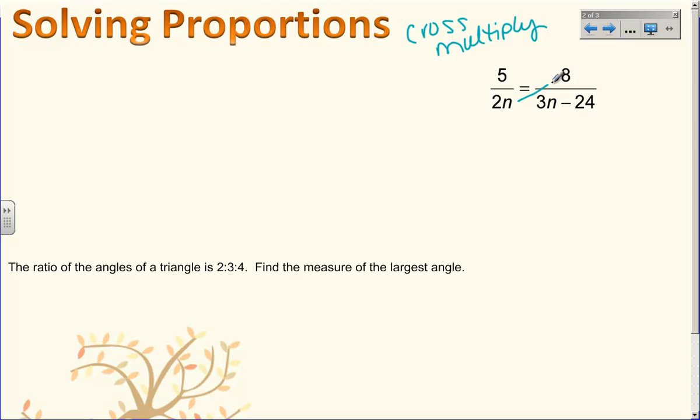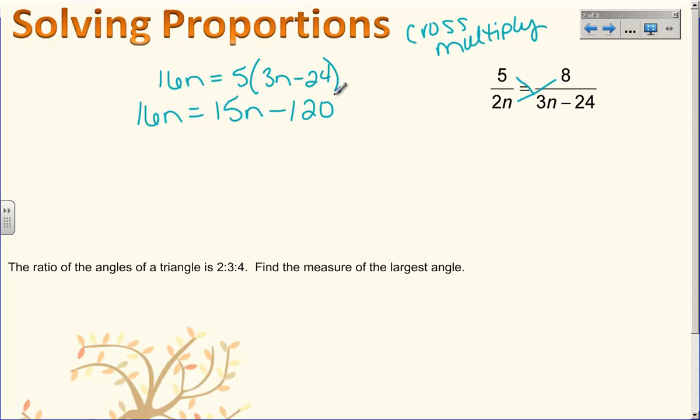So I'm going to do 2n times 8 across like that, which becomes 16n. And then I'm going to have to multiply 5 times all of this. So I have to do 5 times 3n minus 24. So I'll have to distribute so I can simplify that side. So I end up with 15n, and I will have to check that. 24 times 5 is going to be 120. So I've gotten rid of parentheses. I've now simplified. This is what my equation looks like.